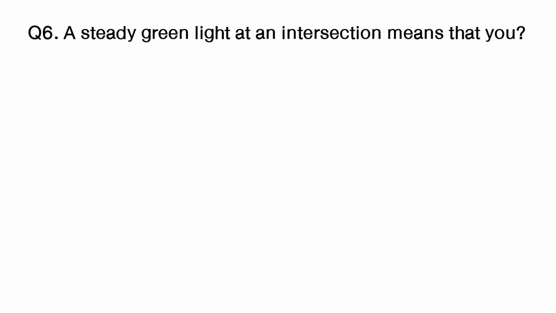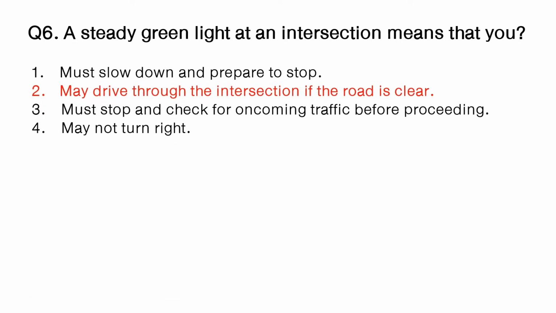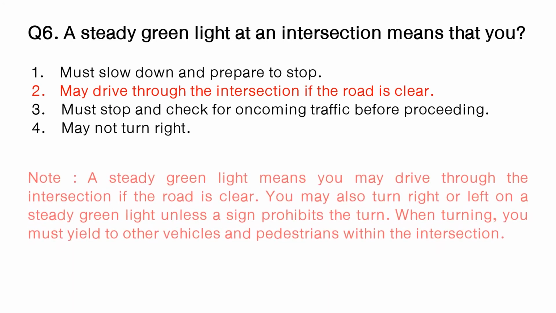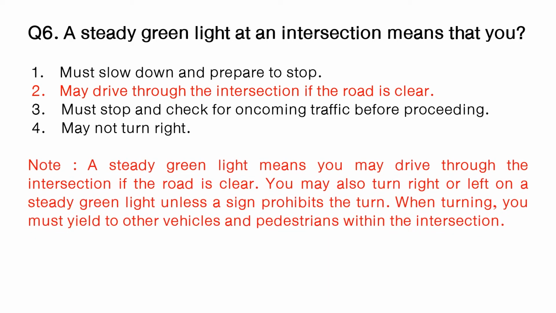The answer is option number 2, may drive through the intersection if the road is clear. Note: a steady green light means you may drive through the intersection if the road is clear. You may also turn right or left on a steady green light unless a sign prohibits the turn. When turning, you must yield to other vehicles and pedestrians within the intersection.